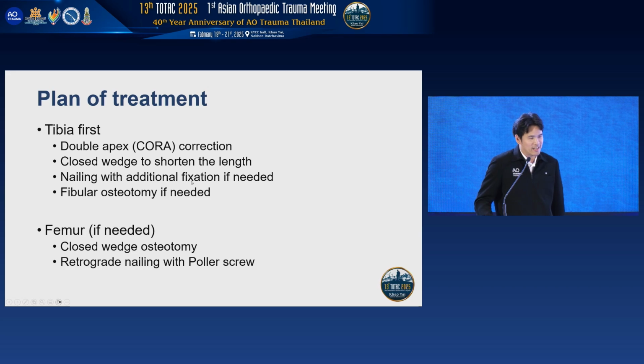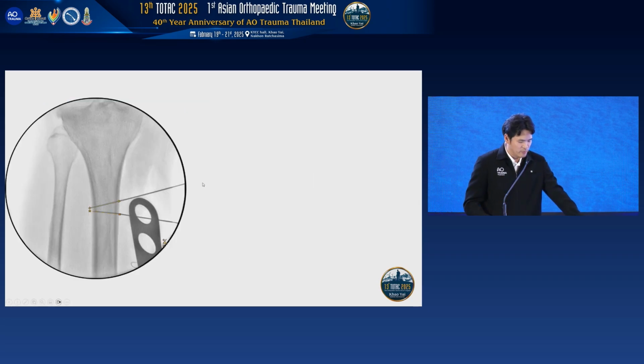I think at that time I did not do the fibular osteotomy, honestly, because I thought that if we do the shortening osteotomy close to the joint, that means close to the proximal tibiofibular joint and ankle joint, it might allow some motion without osteotomy. Maybe I'm wrong. And this is what I did.